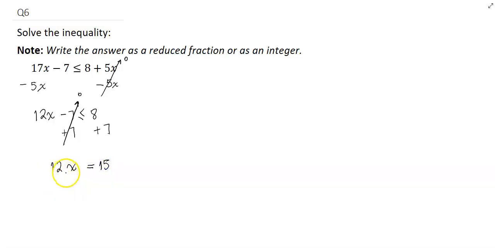Then I don't want 12x, I want 1x. So to make this 1, I divide by 12. If I divide by 12 on one side, I have to do 12 on the other side. So now my coefficient for x became 1. So x. Now pay attention to this. Is this reduced? They are asking for a reduced fraction. So this is not my final answer. I see that those 2 numbers have a common factor, that is the number 3. So here is 5, and here is the number 4.